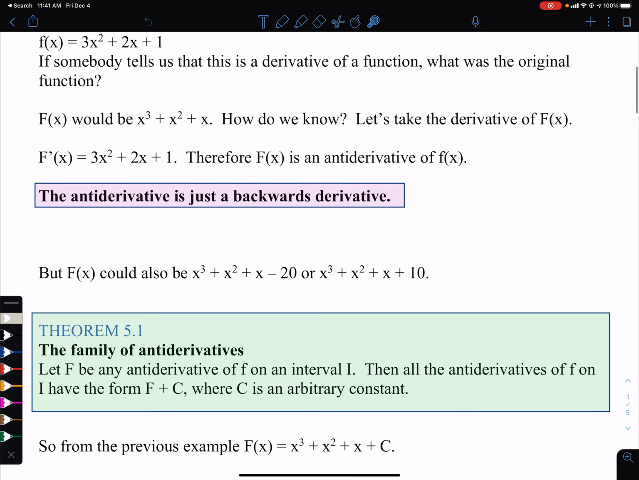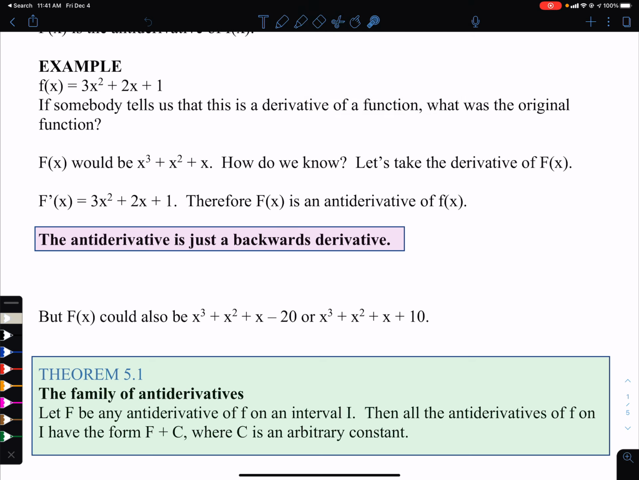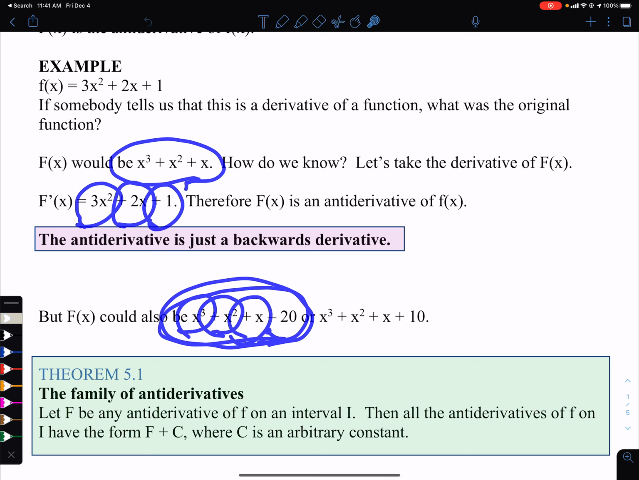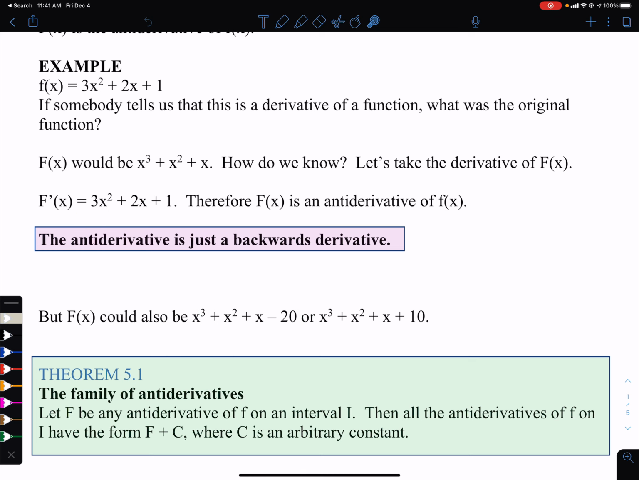Now, here's the part that you have to think about. What if someone says, hey, that's your f of x? This is your f of x right there. My f of x is this. Who would be right? And if you take the derivative of this, what do you get? That's 3x squared, bingo. That's 2x, bingo. That's 1, bingo. And the derivative of 20 is 0, so they're both right. This is an antiderivative, and that's an antiderivative.